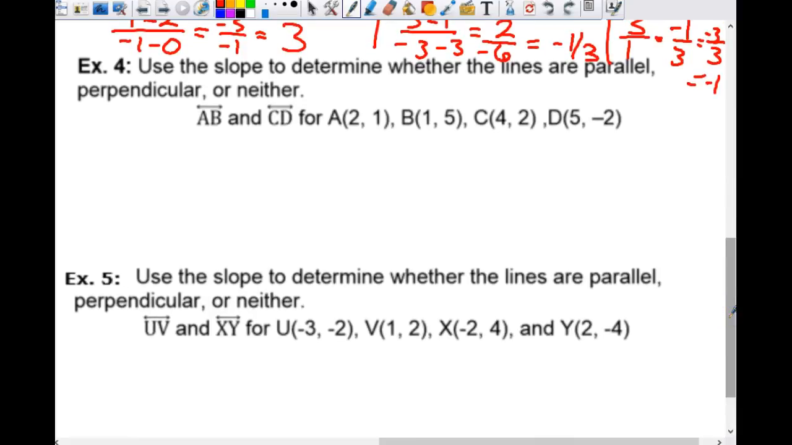All right, use the slope to determine whether the lines are parallel, perpendicular, or neither. Same process. Try doing this one on your own. I'm going to give you guys a couple of minutes to do this one on your own. You should be able to do it. 3 minutes to finish this.